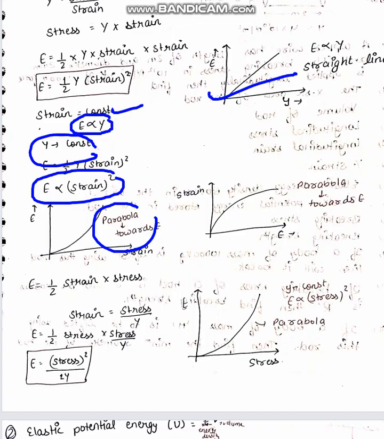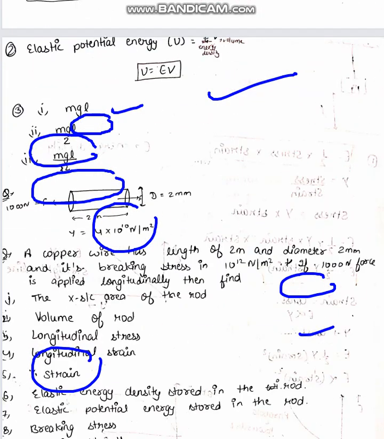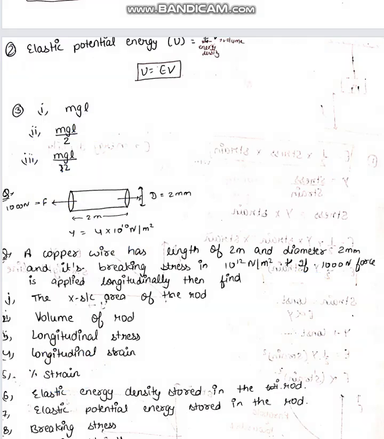Next is another derived formula. We can say that energy density is stress square by 2Y. So if Y is constant, then energy density is proportional to stress square, and the graph will be a parabola. Then we have the concept of elastic potential energy. So that is equal to E into V.